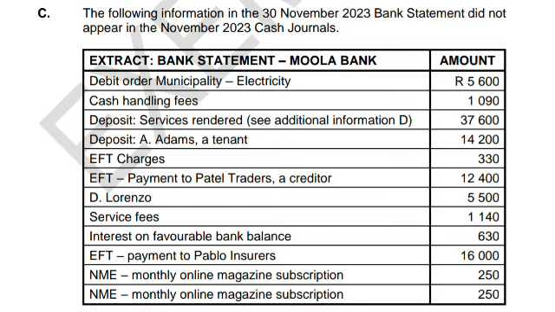And then we move on to information C. Information C, you will see it in the heading. The most important thing there is those words in the heading. It says the following information in the 30 November 2023 bank statement did not appear in the November cash journals. Basically what they're saying is these amounts that you are seeing in that extract, they appeared in the bank statement. They are correct to appear there. The problem is our accountant is the one that made an error by not recording them.